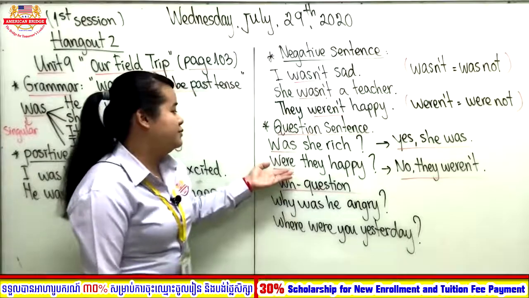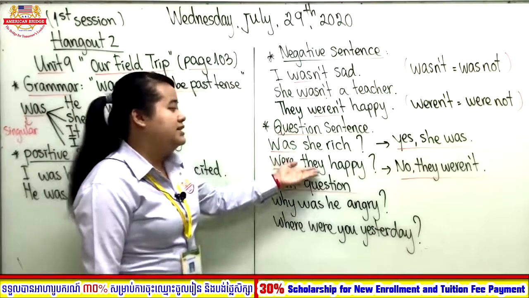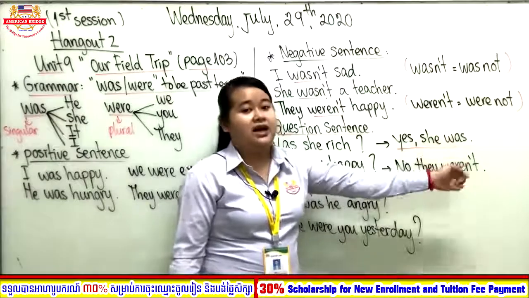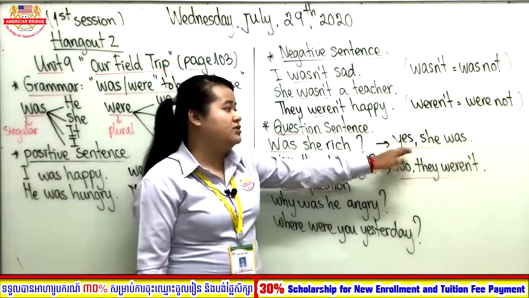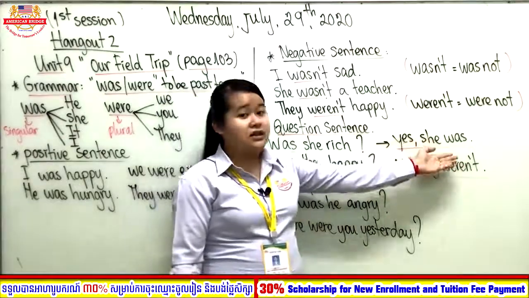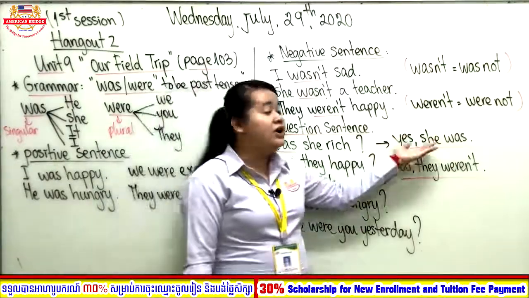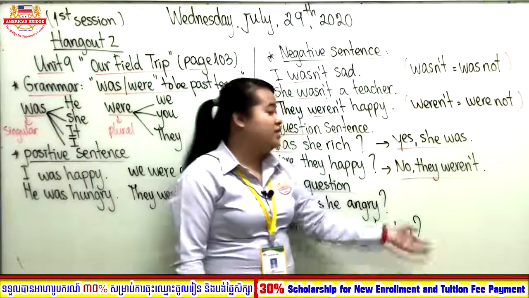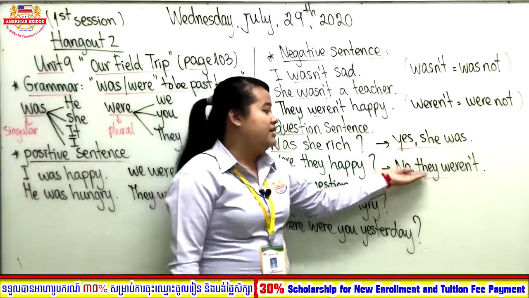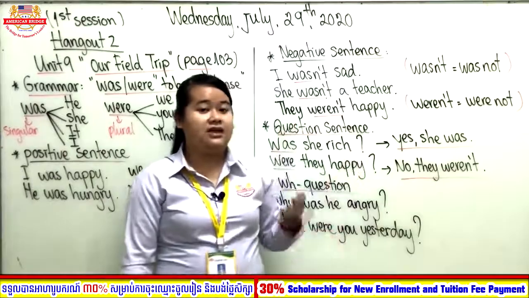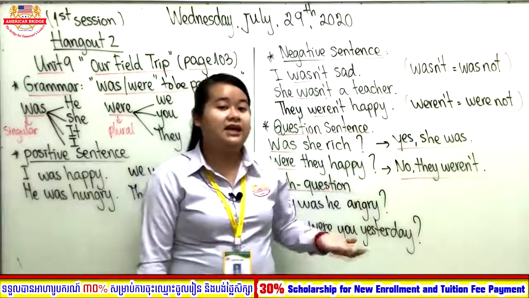Okay, so now let's move to another one. Were they happy? No, they weren't. Okay, so this one you can use with yes, she was. If she says the negative one, you can say no, she wasn't. And this one also, no, they weren't. If they say yes, you need to change it to yes, they were.